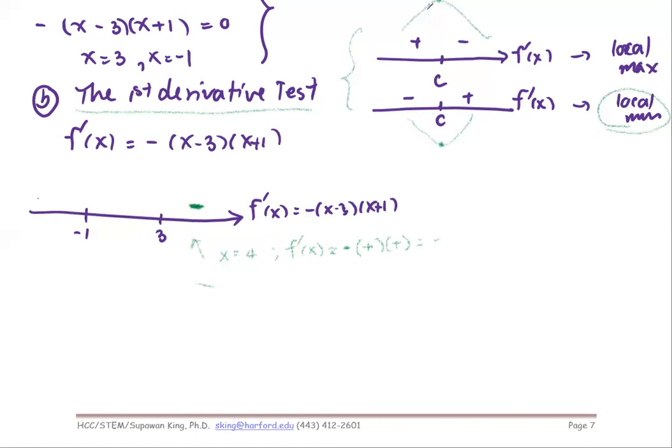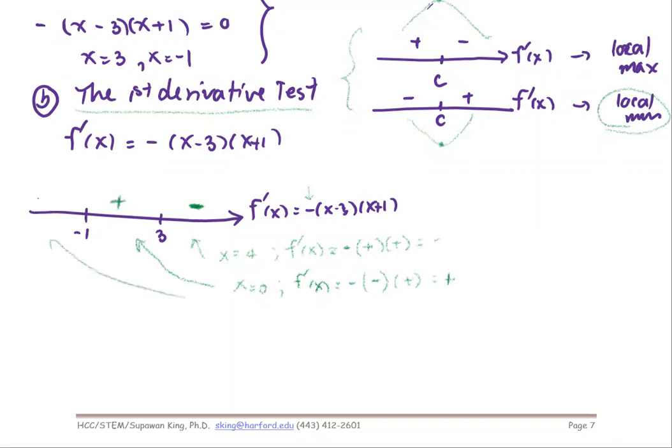And then for the middle one, if you take any value of x between negative 1 and 3, let's pick an easy number like x equals 0. The f prime at the point 0 is going to be negative from the front one here, and then 0 minus 3, that's the negative sign. 0 plus 1, that's the positive sign. The overall sign of the product is going to be plus. So the middle interval is going to return a plus sign for the derivative.